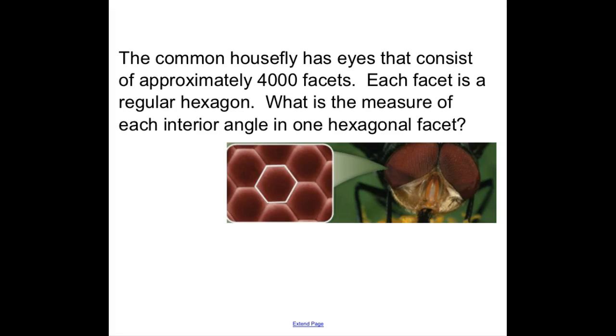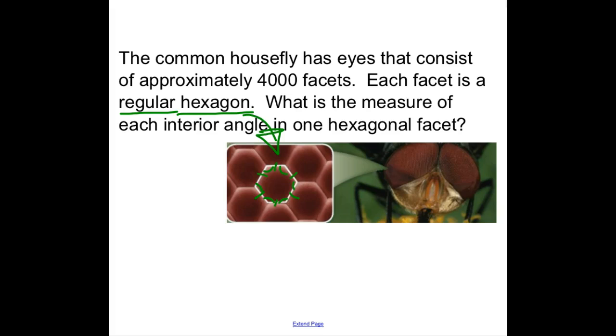It says the common housefly has eyes that consist of approximately 4,000 facets. Each facet is a regular hexagon. What is the measure of each interior angle in one hexagonal facet? Well, if you don't know what a hexagon is, this one does give you a picture. You can count it. It has 1, 2, 3, 4, 5, 6 sides. And it's a regular hexagon, which means all the sides are the same, as are all those angle measures. So I would probably put little markings on there.